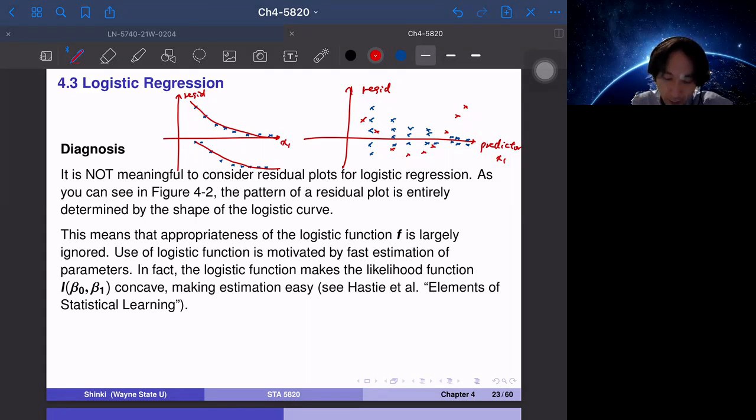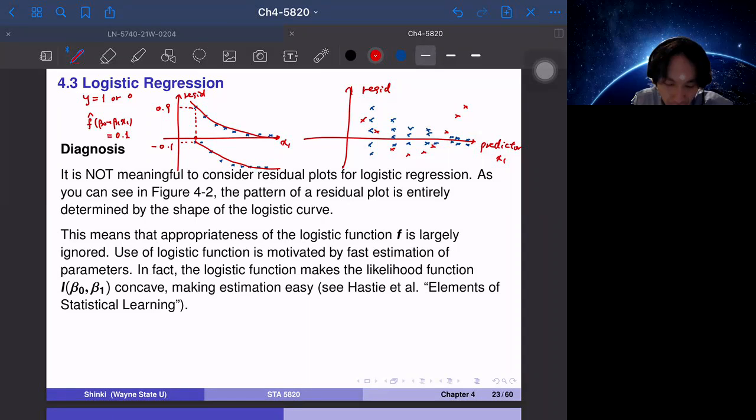So think about here, the default predicted probability is 0.1. Then the residual is either 0.9 or negative 0.1. If the fitted value of logistic regression is 0.1, then Y is either 1 or 0, right? If Y is 1, the residual is 0.9. If Y is 0, then the residual is negative 0.1.